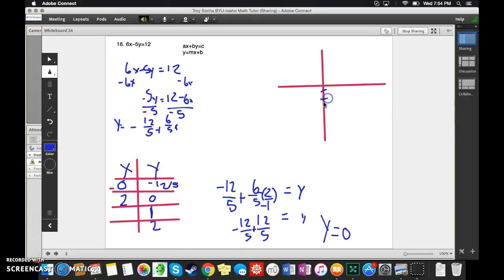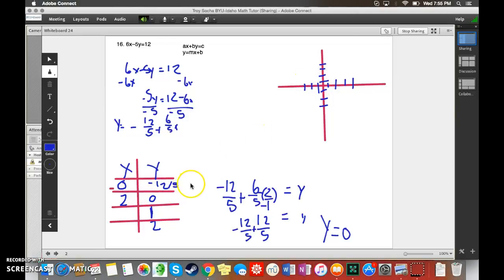So we're going to do it this way. All right, so this first point says 0. When x is 0, y is negative 12/5. So it's down 2 and a little bit. So our y is right there on that one. It's down like 2 and 2/5. This is equal to 2 and 2/5.